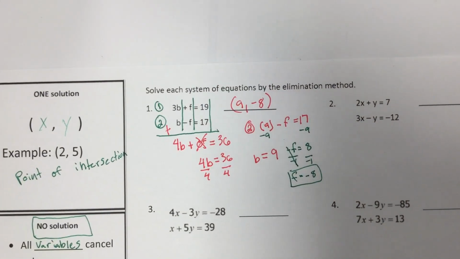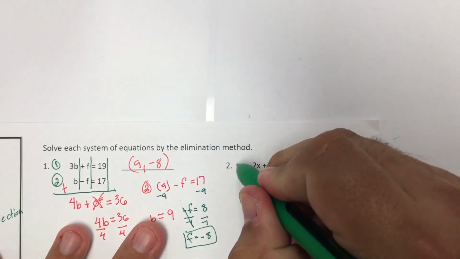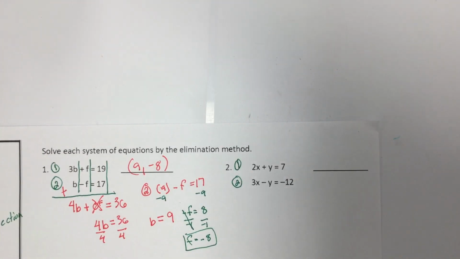All right, let me go on to the next one. Equation number 2. Again, I like to number my equations. It always helps me out. It helped me out with substitution. It's going to help me out with elimination.